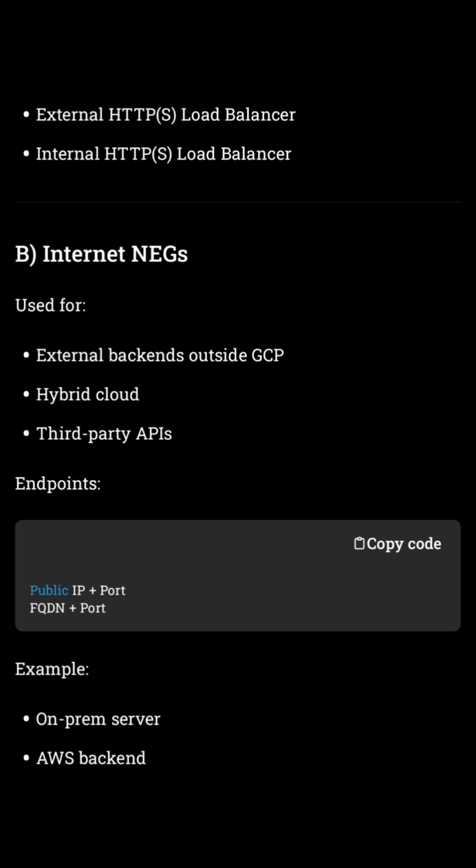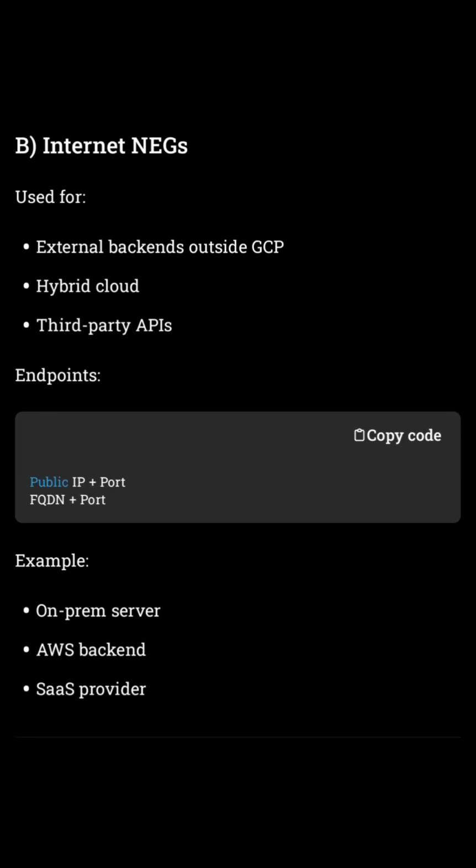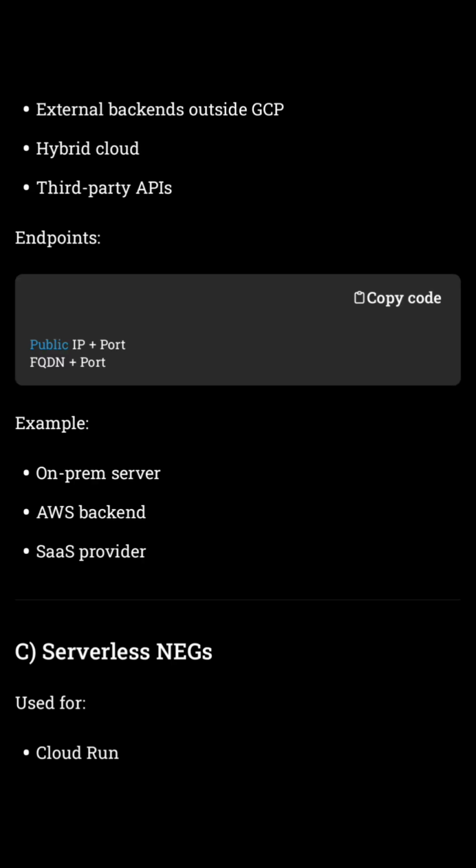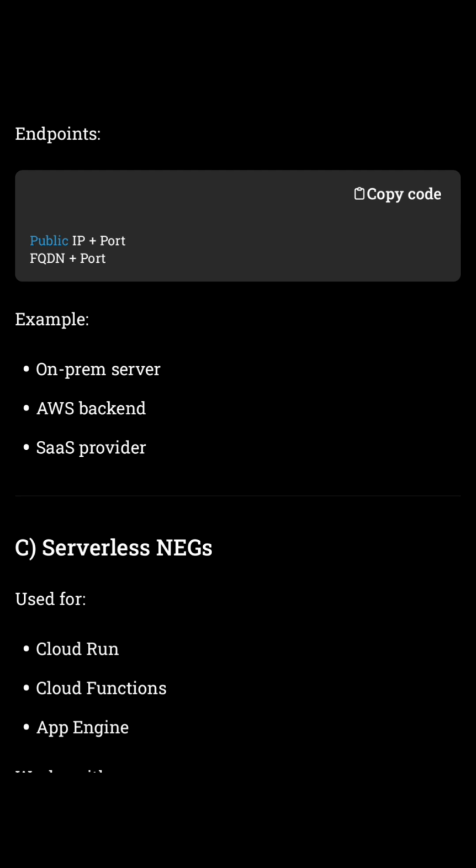The endpoint consists of a public IP plus a port, or an FQDN. FQDN is basically a fully qualified domain name, host name plus domain. For example, image.google.com. Here image is the host name and the domain is google.com. Similarly, another example could be studio.youtube.com. So youtube.com is the domain and studio is the host name. It is used for on-premise servers, AWS backends or SaaS providers.